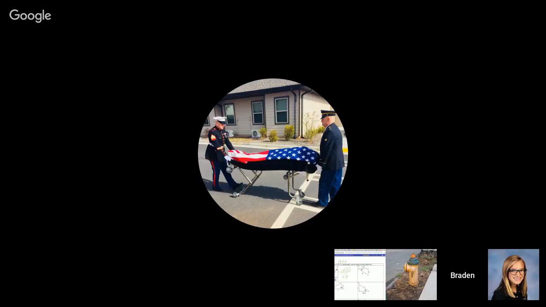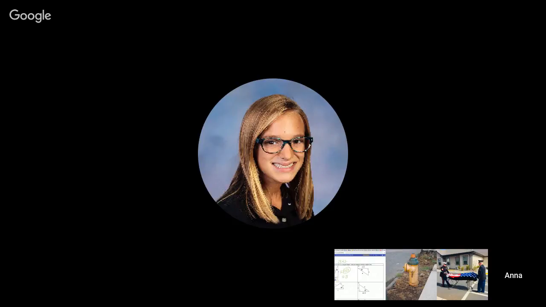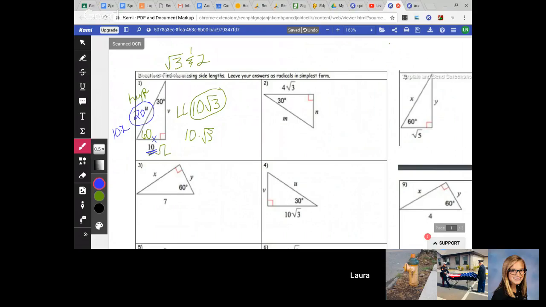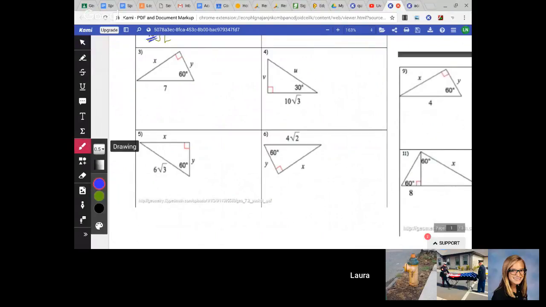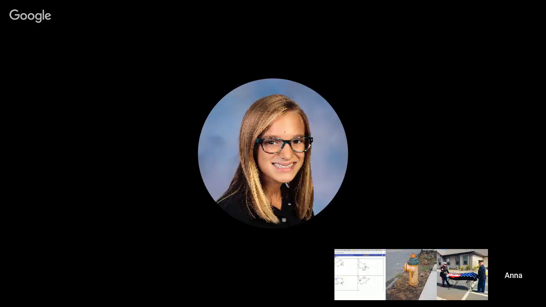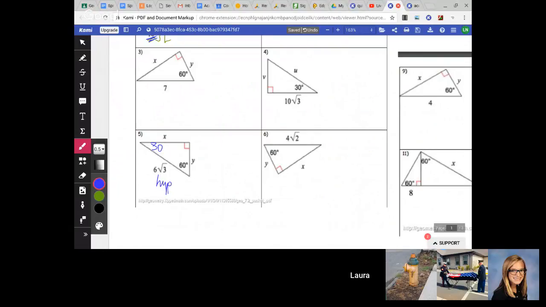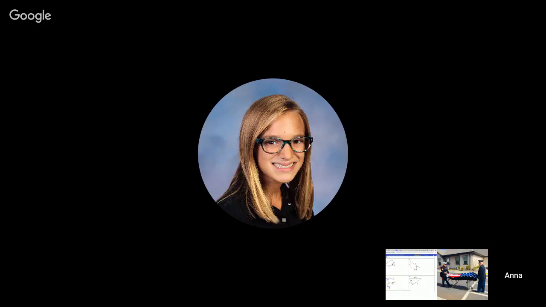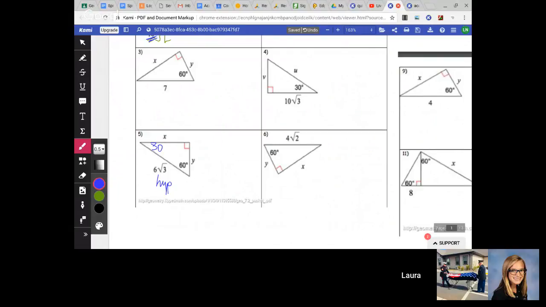Others? If Anna doesn't have any questions, then I have none. Could you help me with number 5 on the front side? On the front? Sure. All right. What kind of triangle is that? 30, 60, 90. So your 30 would be here. And 6 root 3, what part of the triangle is that? The hypotenuse. Which side should you find first? The shorter side. And so in this triangle, that would be Y.